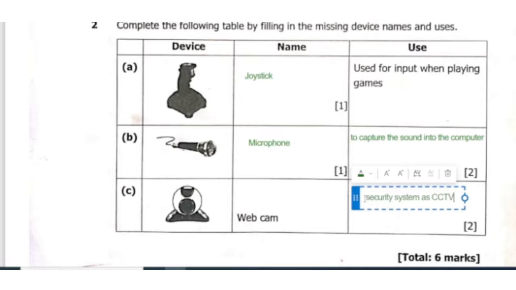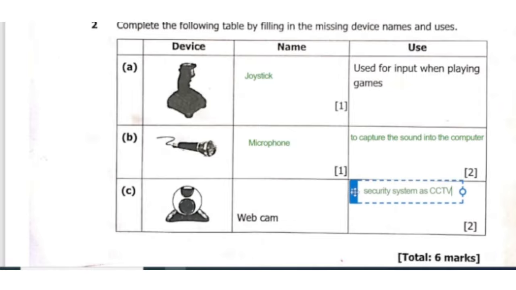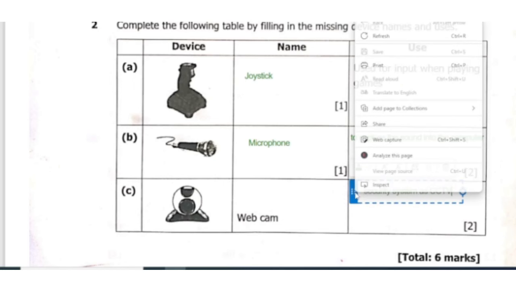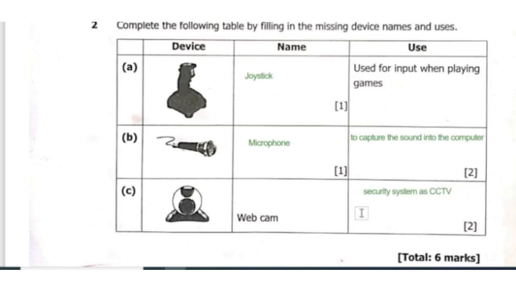So if there is need for you to go and check what took place, then you can use the webcam, using the webcam as a CCTV for security system.